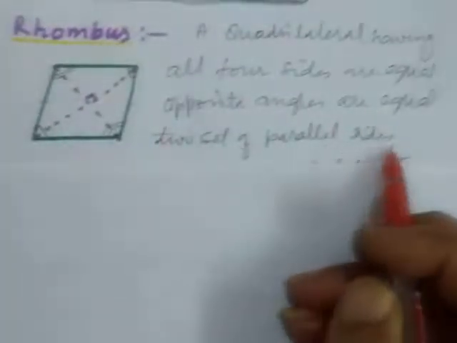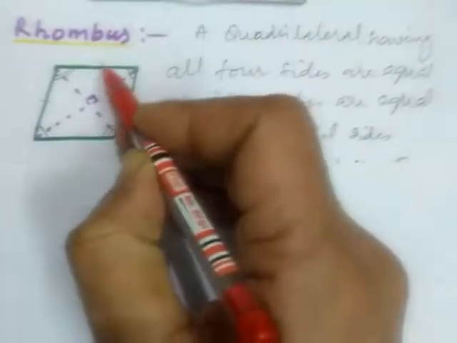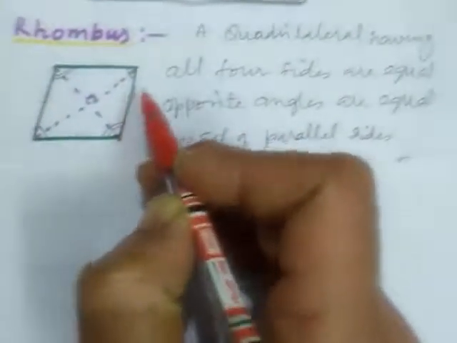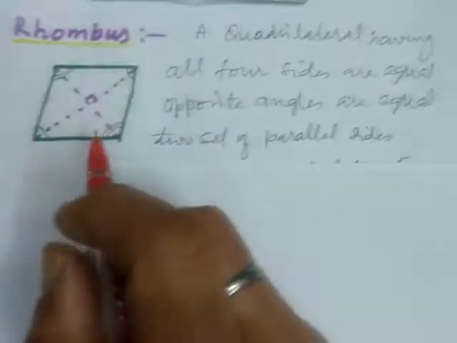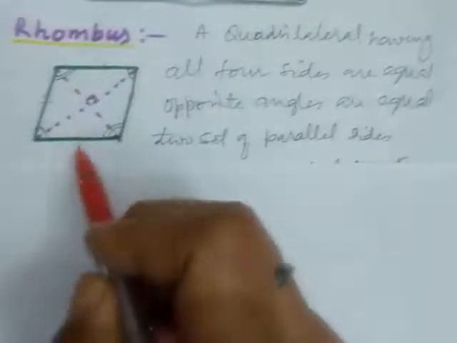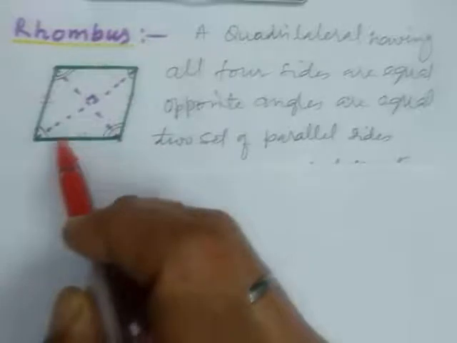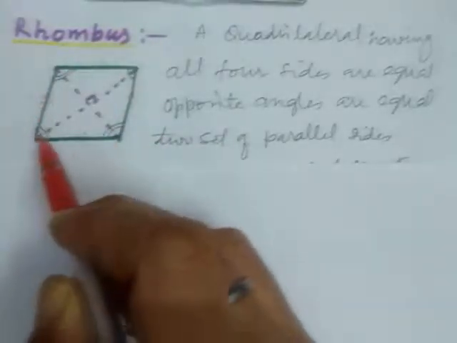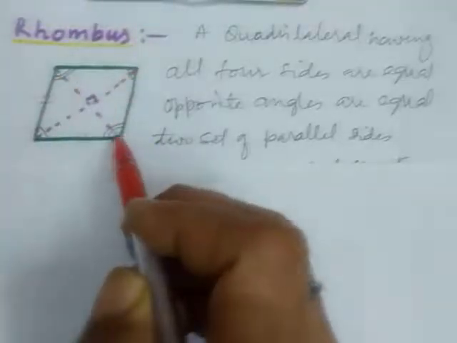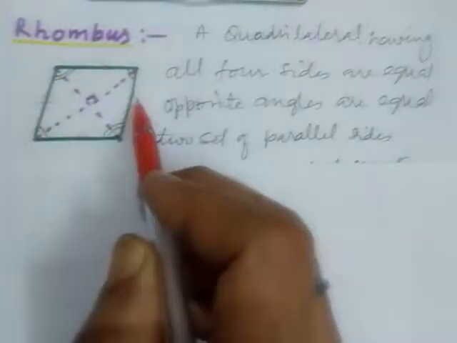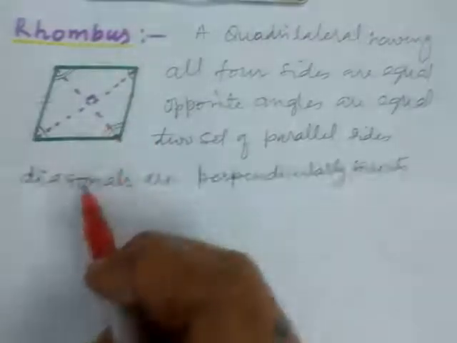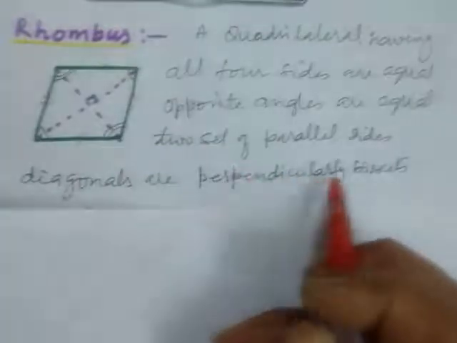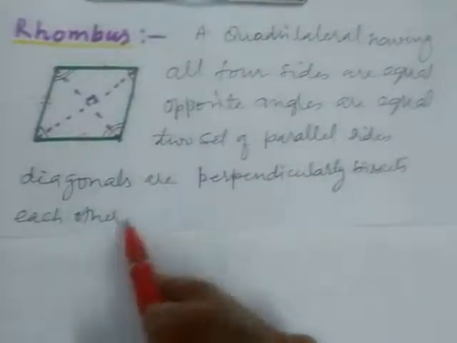Two sets of parallel sides. This and this is a parallel set of sides, and this is also a parallel set of sides. So there are two sets of parallel sides. Again I repeat, all four sides are equal. Opposite angles are equal. Two sets of parallel sides are there. And the diagonals perpendicularly bisect each other.